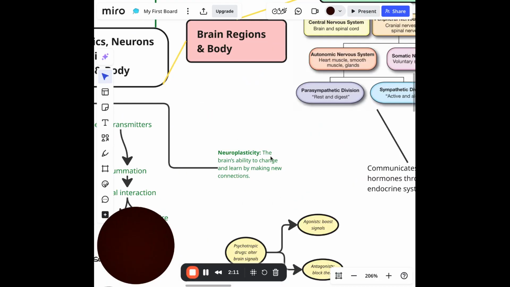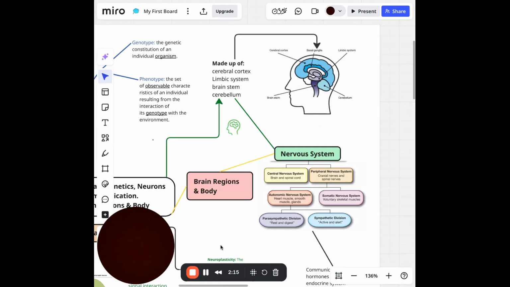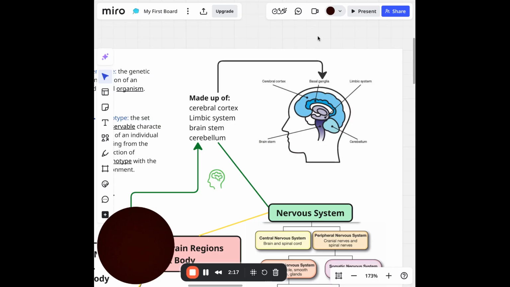Recording, learning, and memory. Brain regions and body. So here's a diagram of what that looks like. We've got the cerebral cortex, which is the outer brain layer for critical thinking and decision making. The limbic system, which regulates emotion and memory. The brain stem, which handles survival functions like breathing and heartbeat, while the cerebellum supports balance and coordination. And the basal ganglia helps with movement and habits.